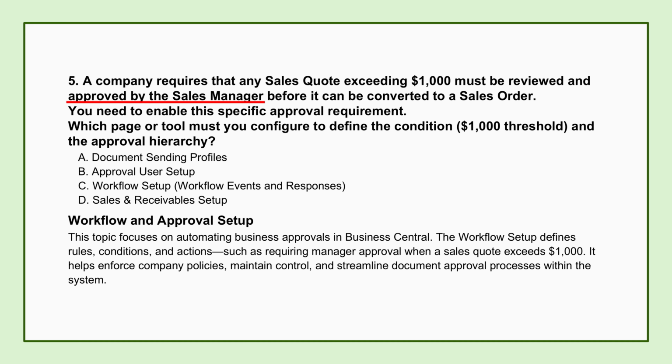That is a perfect scenario for using the workflow setup page in Business Central. Workflow setup. Sounds potentially complex, but are you saying one place handles both the trigger condition and the resulting action? It does, yeah. That's the beauty of it. On the workflow setup page, you define two key things very clearly. First, the workflow event. That's the trigger. In this case, it would be something like sales quote total amount exceeds $1,000. Second, you define the workflow response, what should happen when that event occurs. And that would be send an approval request to the sales manager user group.